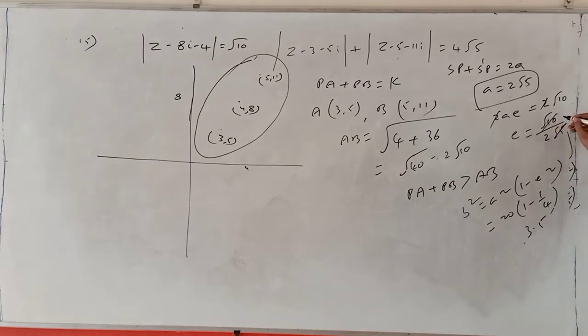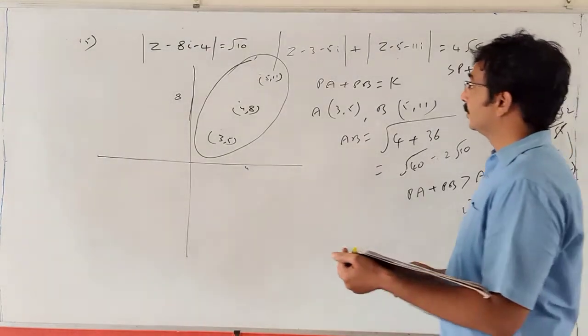Root 5 is root 2, therefore 1 by root 2. E value 1 by root 2. Therefore, here 1 by 2. Therefore, b square value 10. B value root 10.